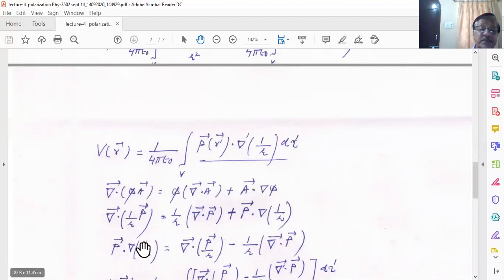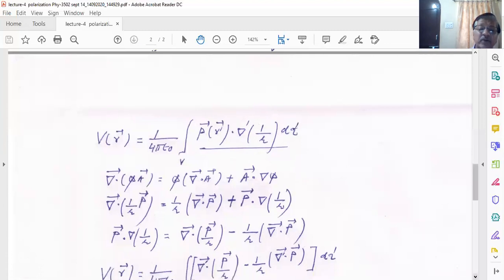So the general form is that vector P dot the gradient of 1 upon r is the divergence of vector P by r minus 1 upon r times the divergence of P. But when we substitute this in the integral, wherever del appears, we have to write del prime.